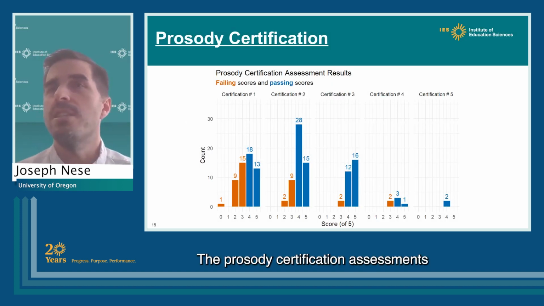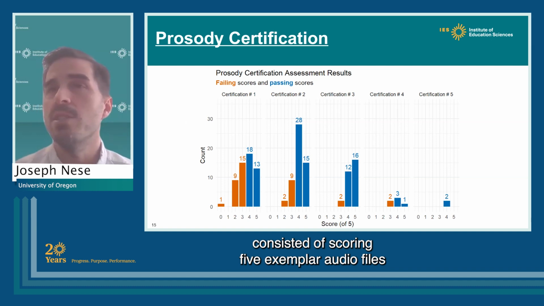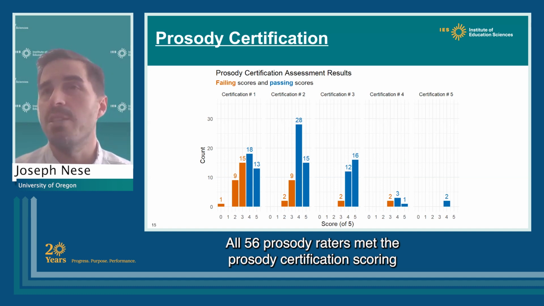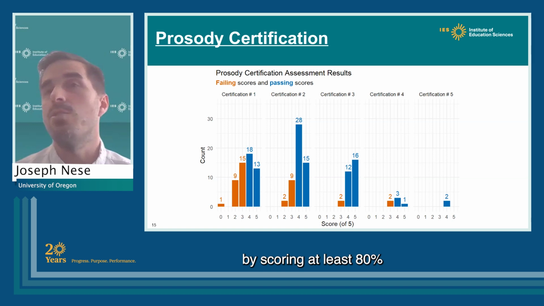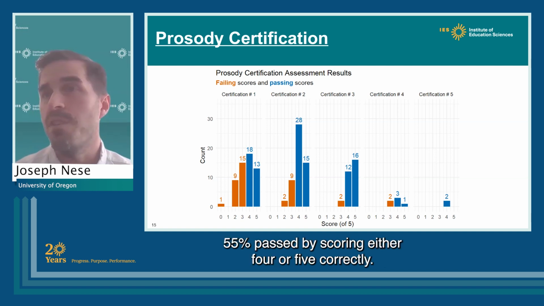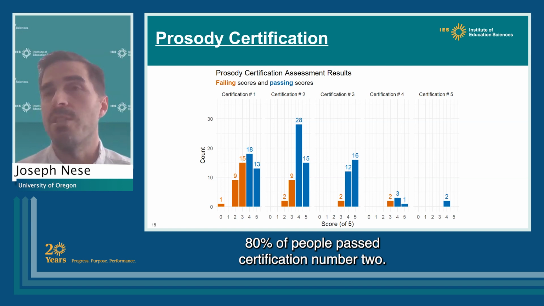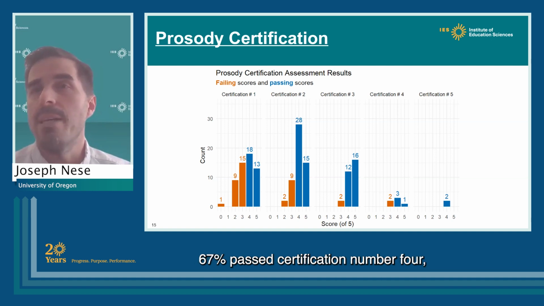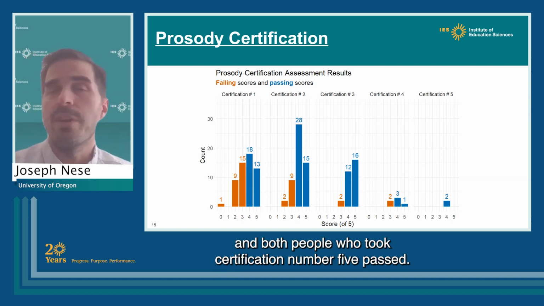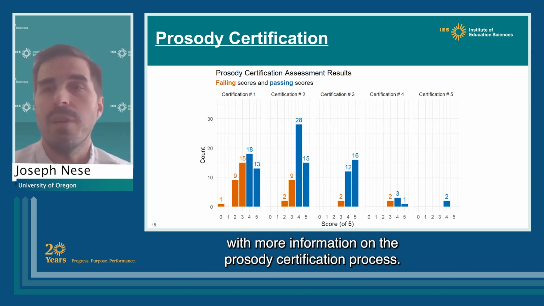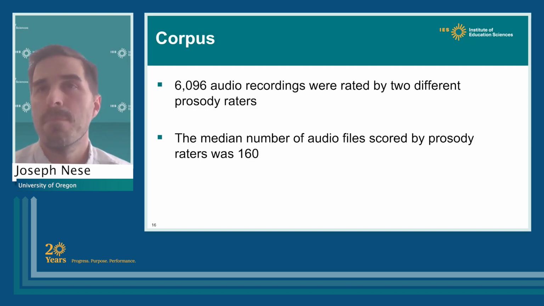The prosody certification assessments consisted of scoring 5 exemplar audio files, which had been previously scored by the research team. All 56 prosody raters met the prosody certification scoring by scoring at least 80% on 2 prosody certification assessments. So the 56 people who took certification number 1, 55% passed by scoring either 4 or 5 correctly. 80% of people passed certification number 2, 93% passed certification number 3, 67% passed certification number 4, and both people who took certification number 5 passed. And there's a link in the slide title with more information on the prosody certification process.